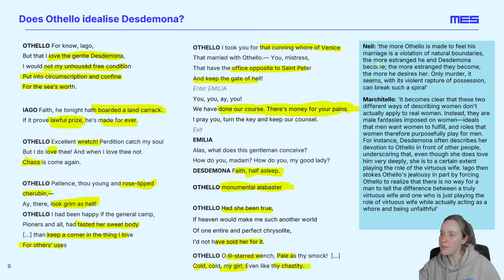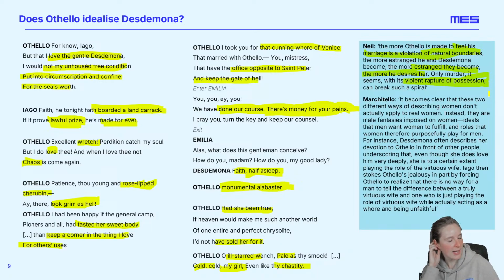Neil says, the more Othello is made to feel his marriage is a violation of natural boundaries, the more estranged he and Desdemona become. The more estranged they become, the more he desires her. Interesting with this part here, right? The fact that he, in a perverse way, is lustful of her once hearing about this cuckoldry, right? Only murder, it seems, with its violent rapture of possession, can break such a spiral.